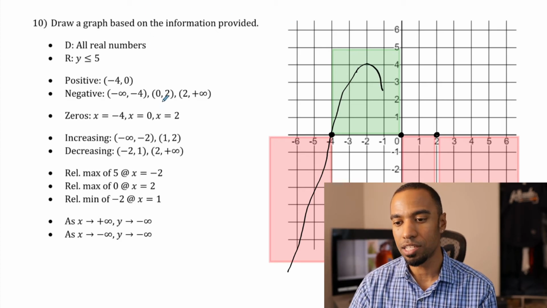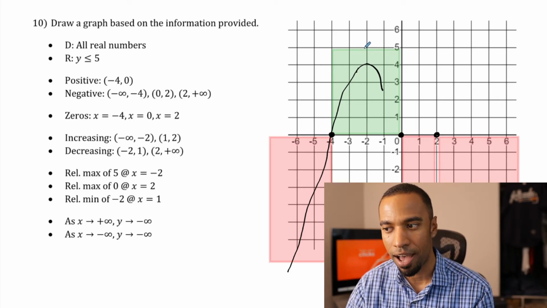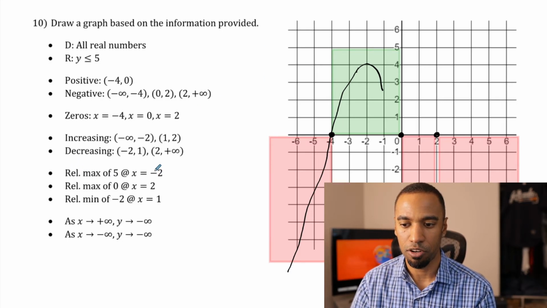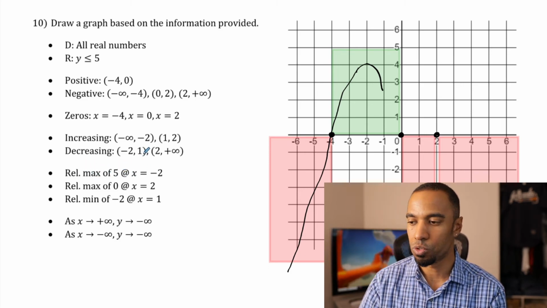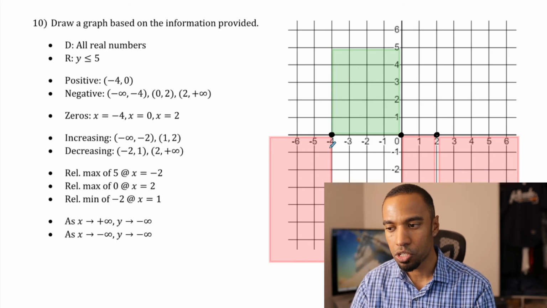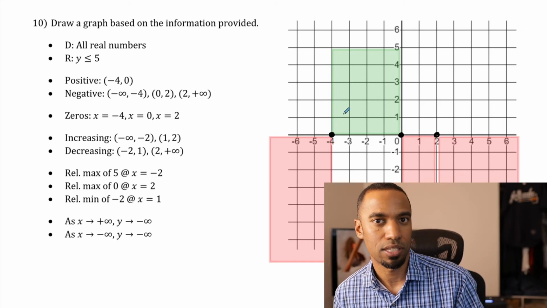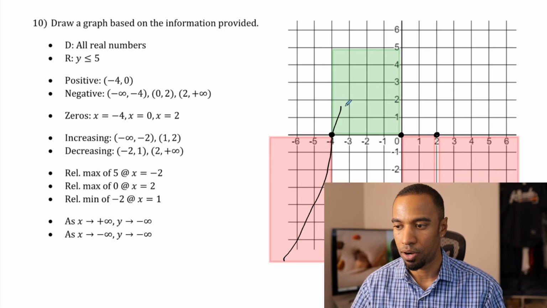So we talked about the fact that it hits as high as 5, and you're going to start seeing some other information here, like there's a relative maximum of 5 at x equals -2. So instead of drawing things early, maybe you want to find some other points that this hits. But it looks like it does go up and through here. That makes sense.